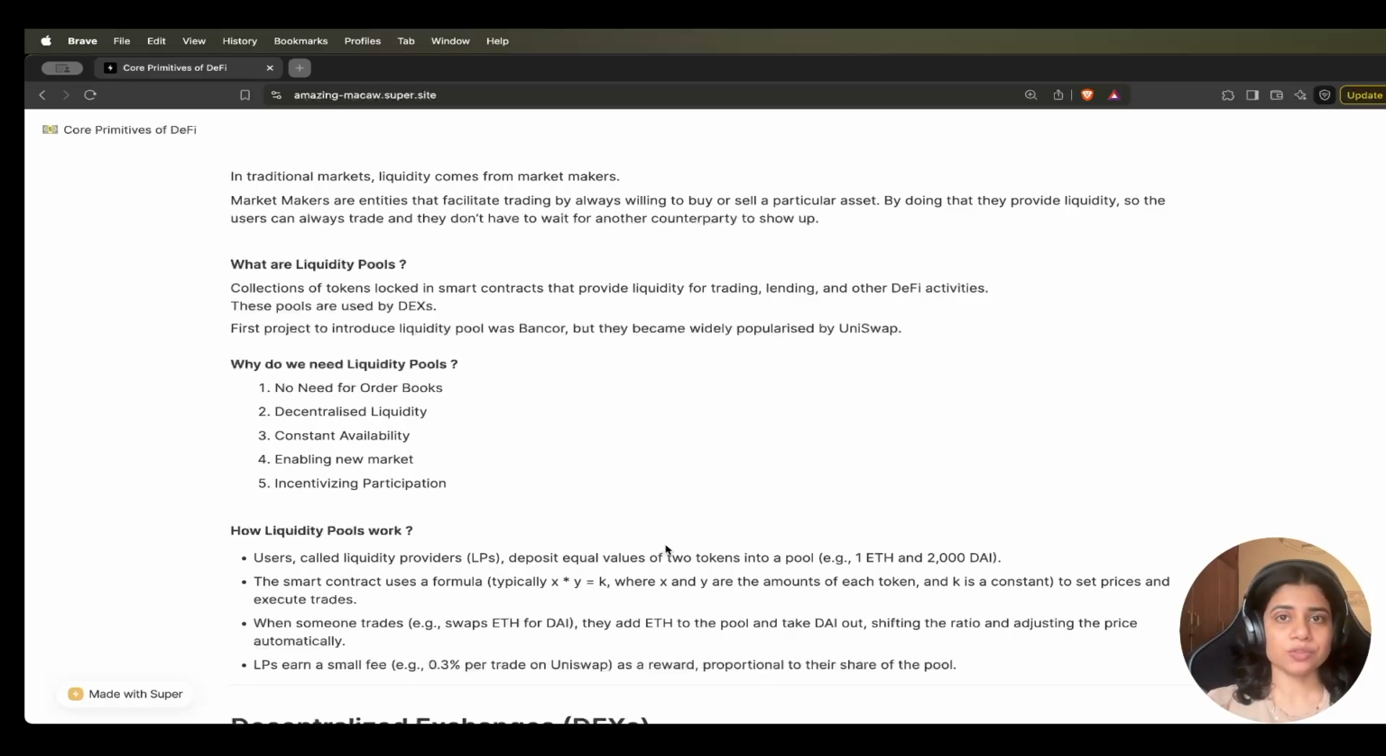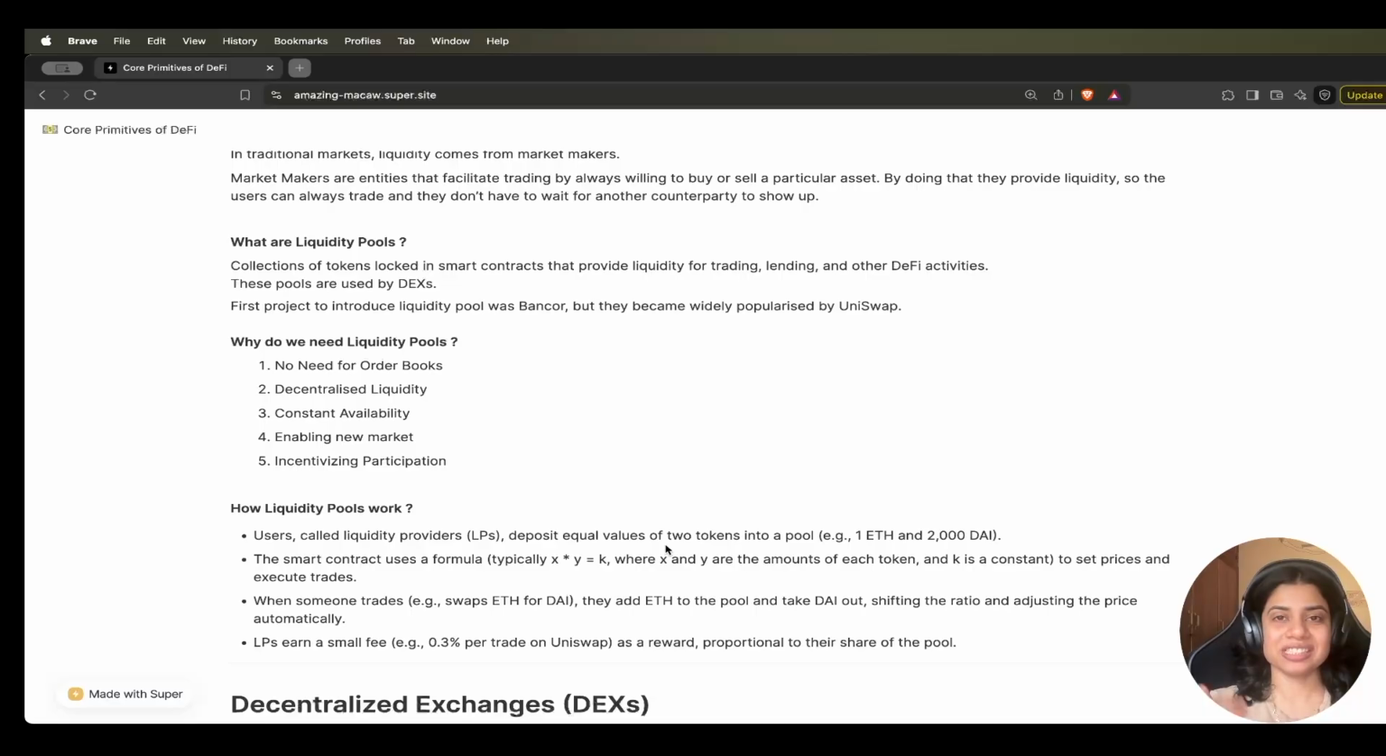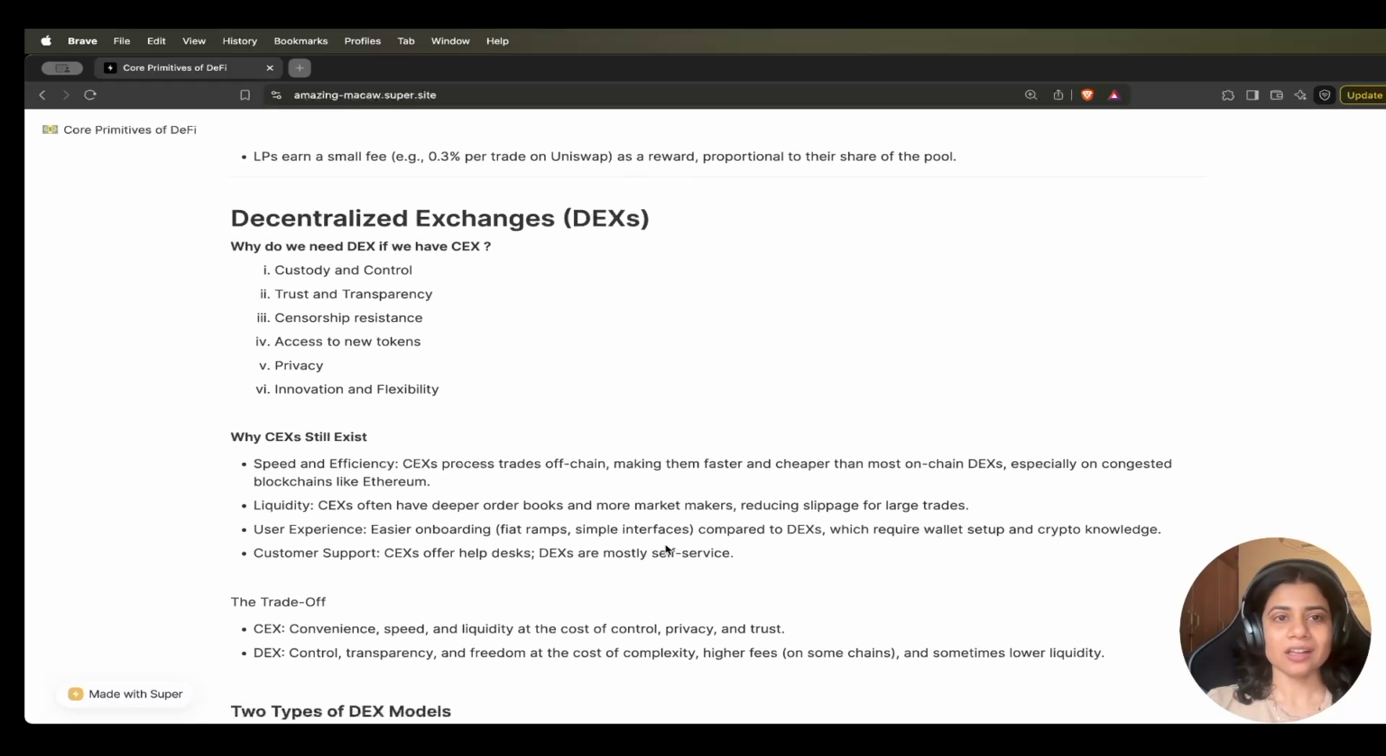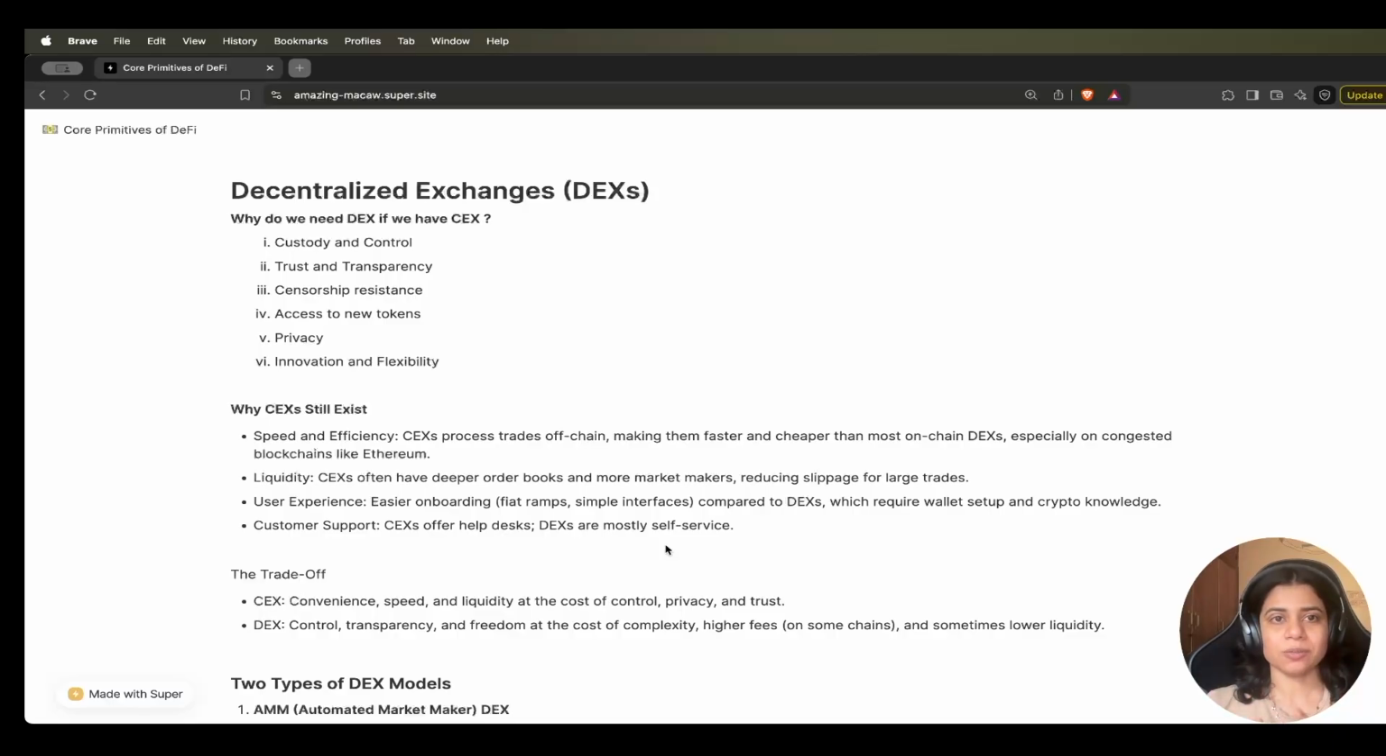So now let's move on to the next primitive, which is decentralized exchanges. With decentralized exchanges, you might be wondering, we already have these centralized exchanges like Binance and Coinbase. So why do we need to come up with another exchange? The idea is, in the case of centralized exchanges, your assets are being held by the exchange.